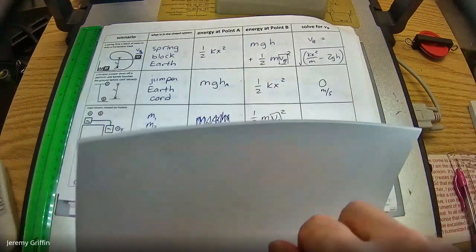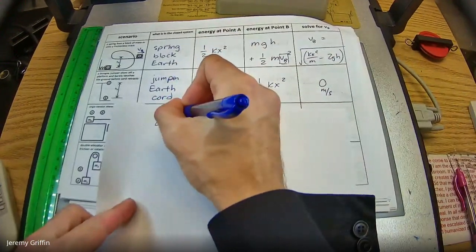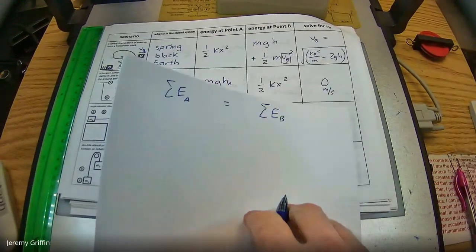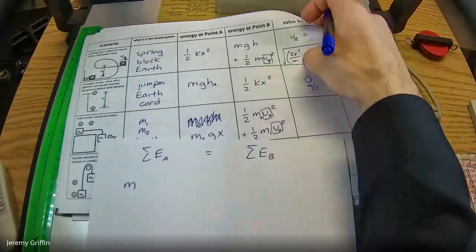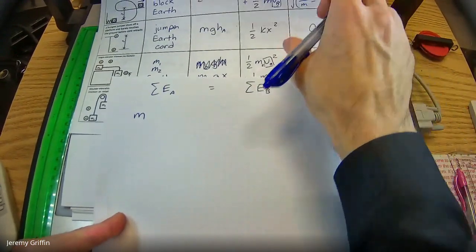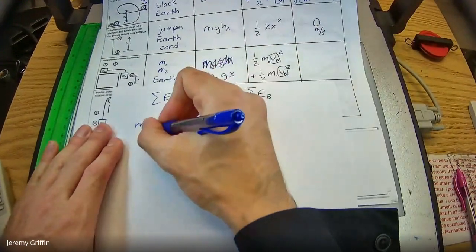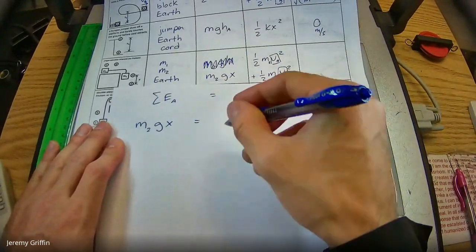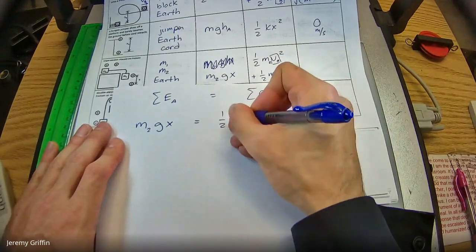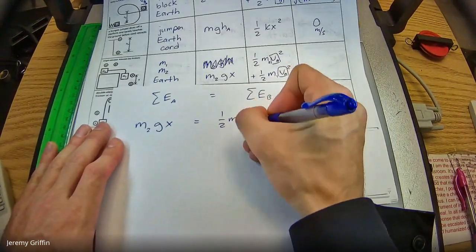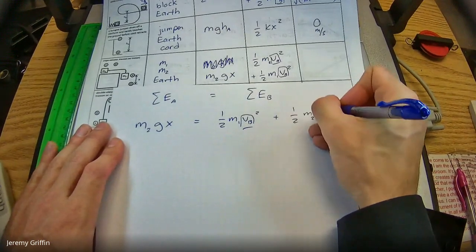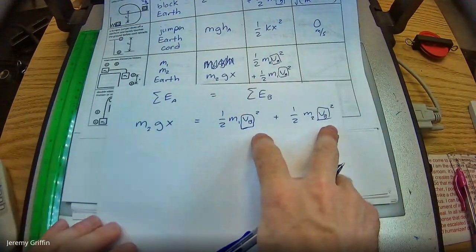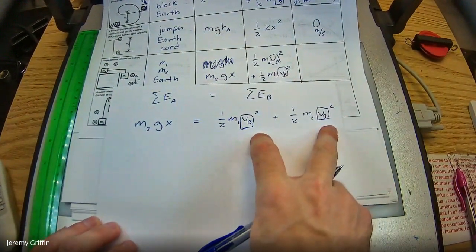Well, let's find out. Same process we've been doing. The sum of energy at point A is equal to the sum of energy at point B because energy is conserved. At point A, it's all m2gx, where x is the eventual drop height. At point B, there's no more potential energy, but it's all 1/2 m1 v² plus 1/2 m2 v². Just like that. All right, guys good?